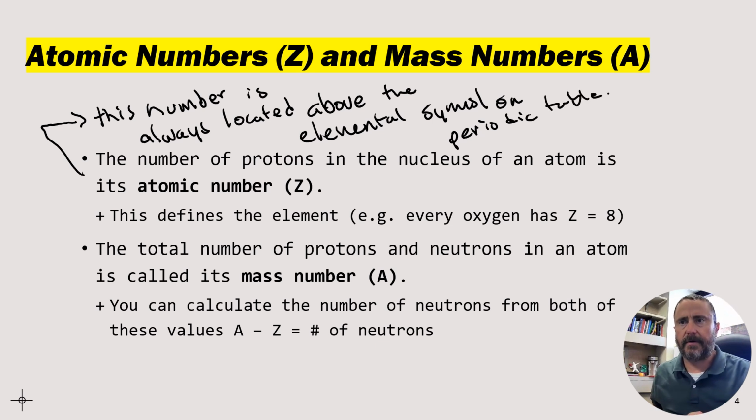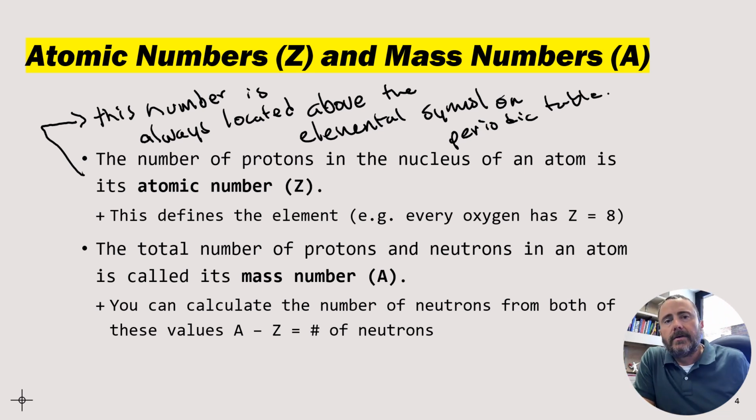Okay, so when we look at our periodic table, which we're going to do soon, there's going to be a number above the elemental symbol, and that is the number of protons. That is also called our atomic number, and it's given the symbol Z.